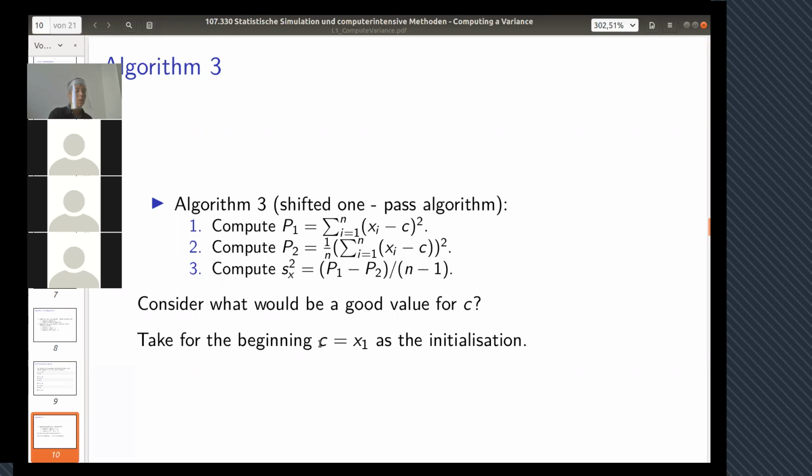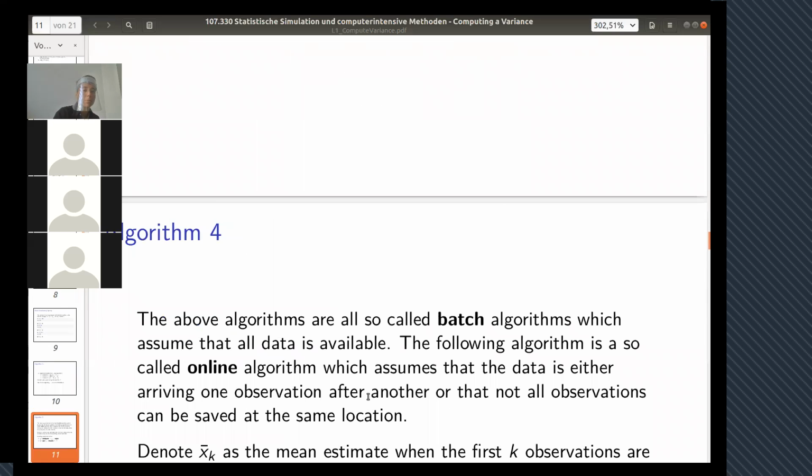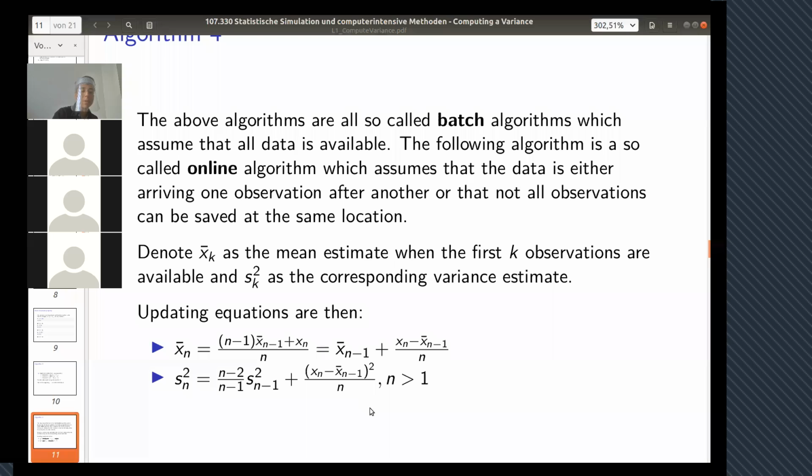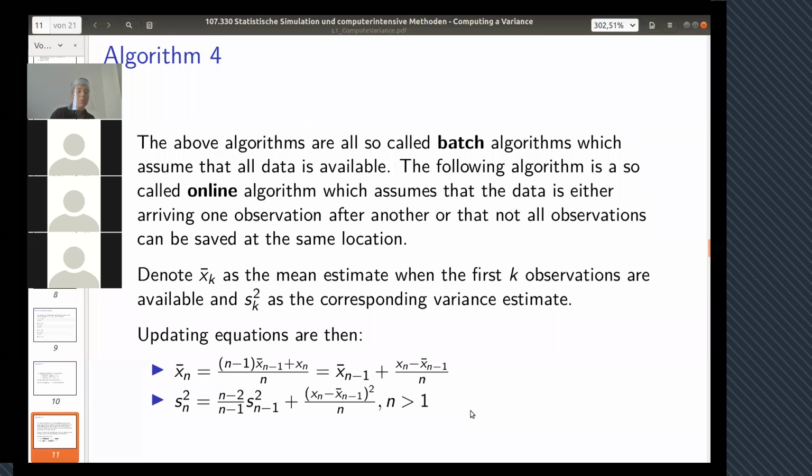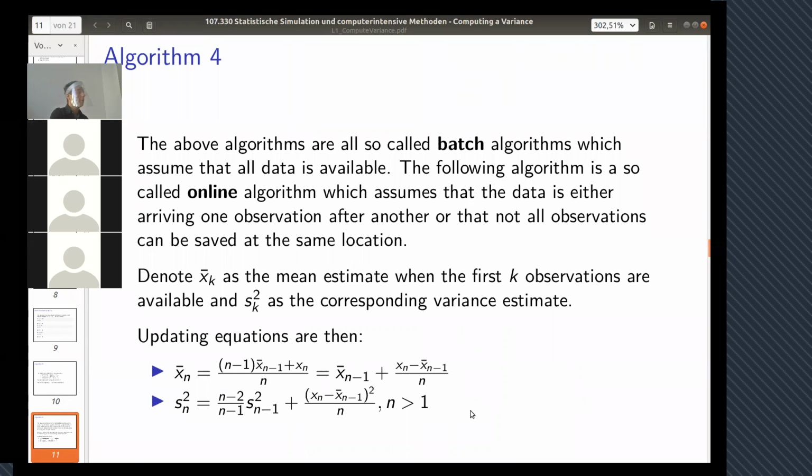In order to initialize this, use the first value of your sample, and then find an argumentation what would be reasonable to use here as this shift parameter. The fourth algorithm will be the batch algorithm for doing this online.